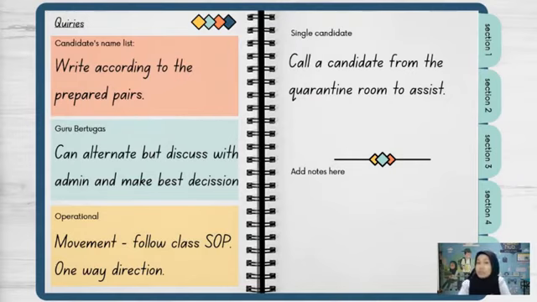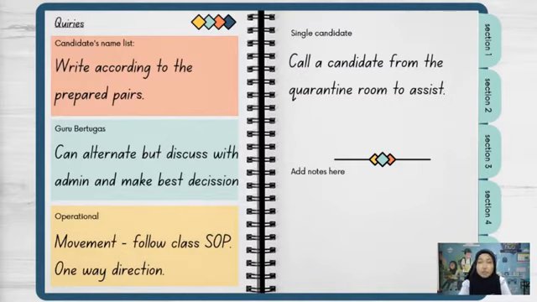All right, guru bertugas. Can we alternate? There are 2 guru bertugas per day. Can they just be on duty for one sidang and then the next sidang someone else? Instructions are given that they can alternate. But I think KP should discuss this with admin and then make the best decision.